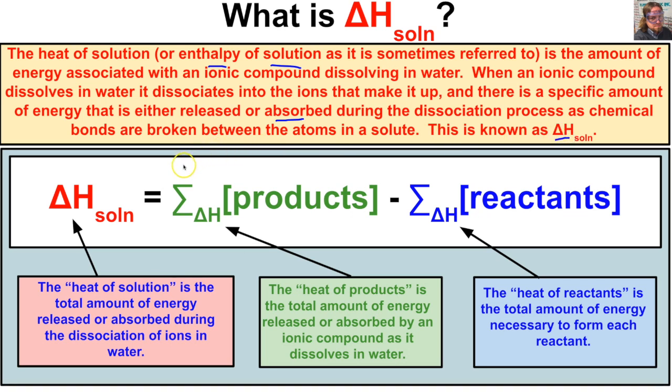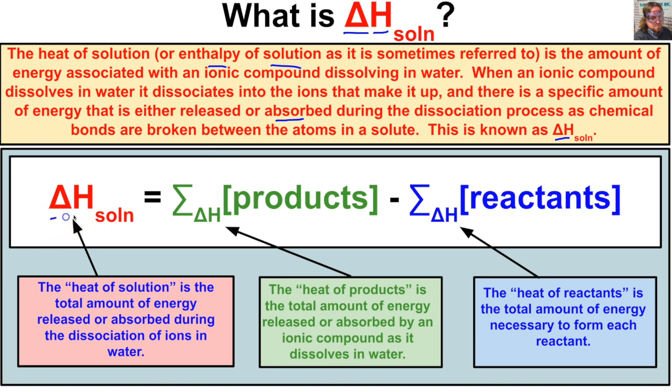So essentially, when we dissolve an ionic compound in water, it's going to dissociate. The chemical bonds between those ions in that solute are going to be broken, and so a certain amount of energy is either going to be released or absorbed. And that is what we're learning about in this video. We're trying to calculate the heat of solution, or enthalpy of solution, the amount of heat that is either released or absorbed when ionic compounds dissolve in water.